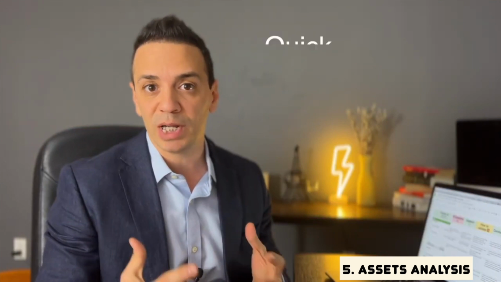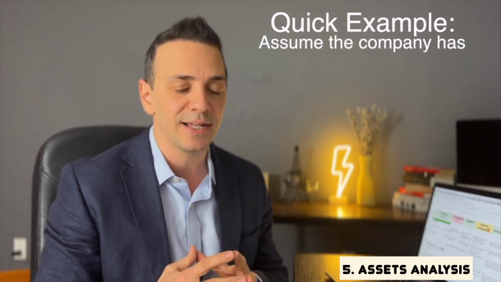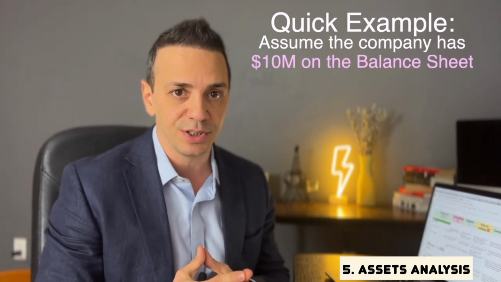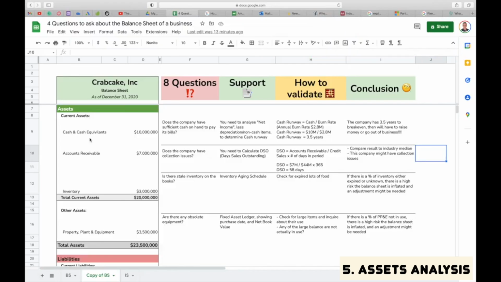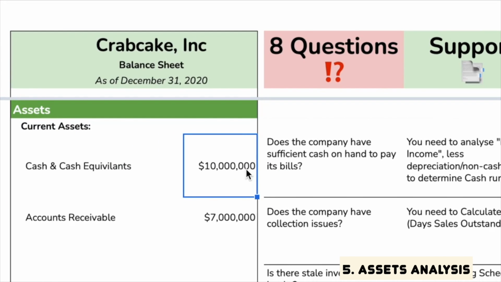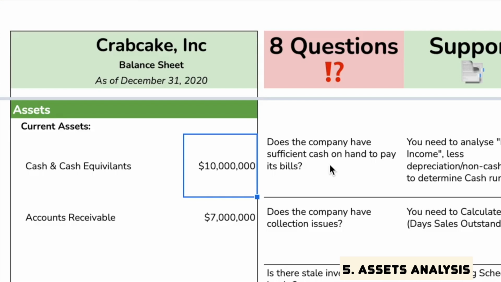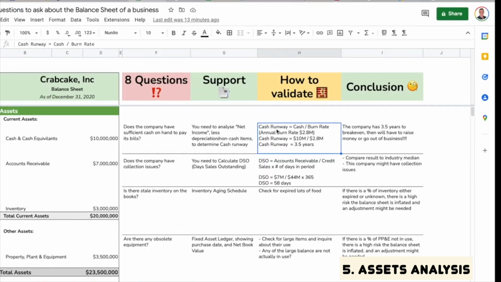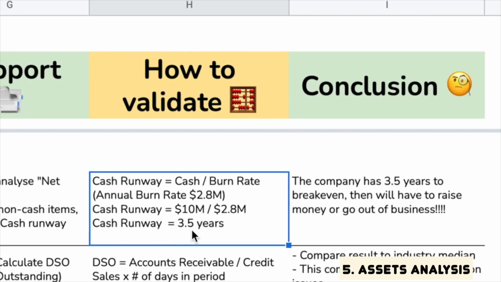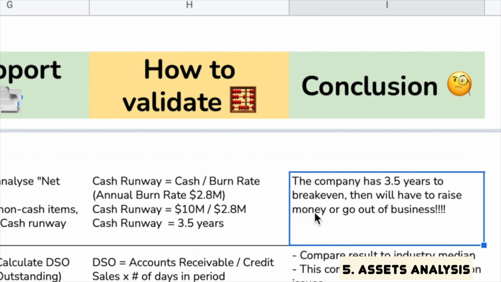A quick example of what I mean by these questions is, let's assume the company has $10 million of cash sitting on the balance sheet. So in this case, the company has cash and cash equivalents of $10 million at the end of the year. Then my question will be, does the company have sufficient cash on hand to pay its bills? More specifically, if the company is not profitable yet, how much cash runway does it have? And that will lead us to calculate the cash runway for the business. In this case, it will lead us to 3.5 years. And that will tell me that the company has 3.5 years to break even. Then it will be faced either with a decision to raise money or go out of business.